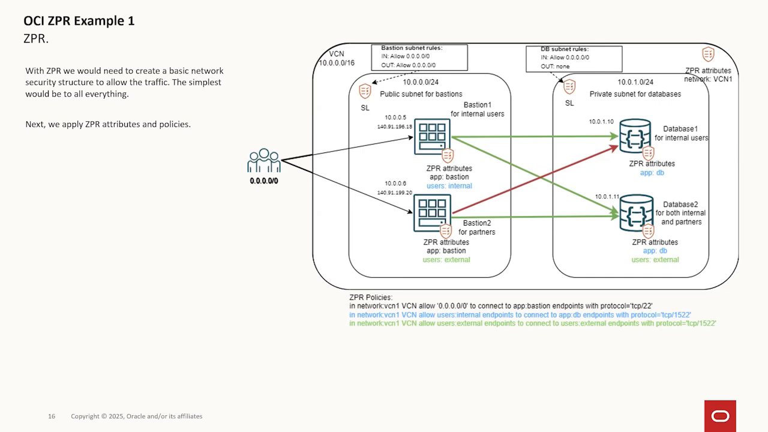So on top of these Zipper attributes, we are applying Zipper policies. And we see we have 3 Zipper policies. The first Zipper policy will allow internet connectivity to the bastion servers. So that basically says allow everything to connect to those 2 servers with SSH. The blue Zipper policy allows the connectivity from the internal bastion to both databases, and the green Zipper policy allows connectivity from the external bastion to only the external database.